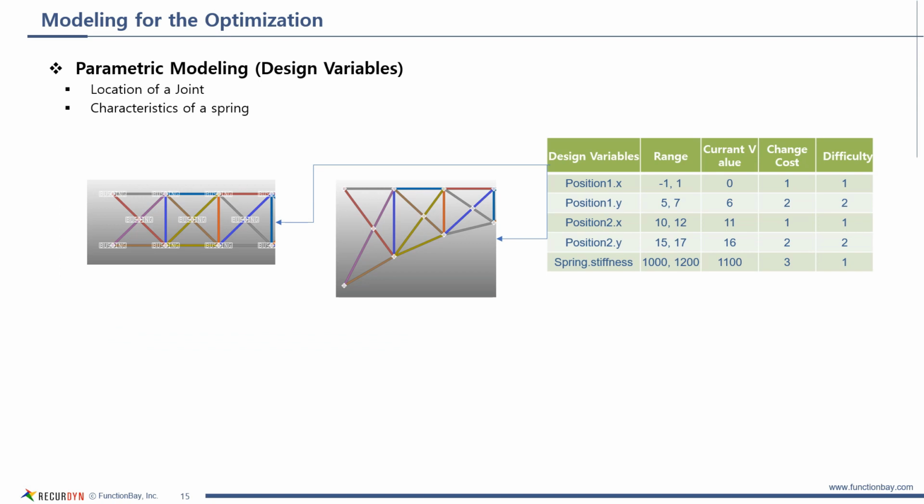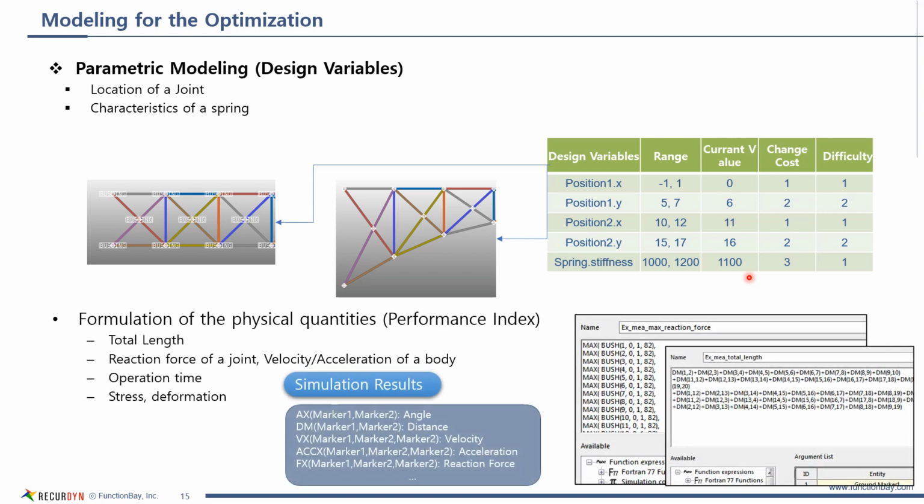After formulating the variables, the next step is the optimization modeling. For example, let's assume that we need to optimize a truss model. We should set the positions of the joints or spring characteristics as design variables as shown in this table. After that, in order to use these design variables in CAE software, parametric modeling is used. This means that the design variables such as position or stiffness are expressed using parametric values, and that the performance indices need to be rewritten in order to be recognized by the CAE software that is being used.